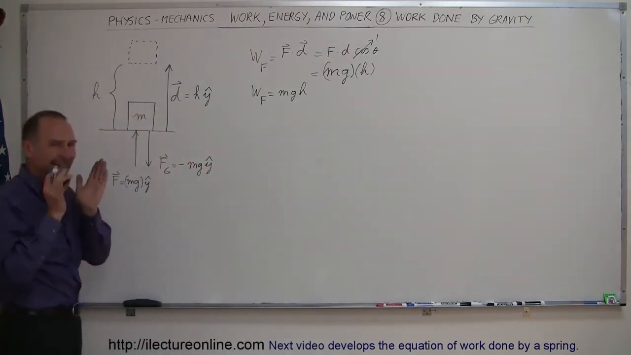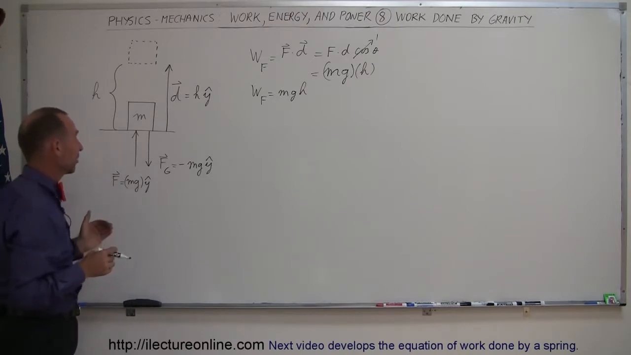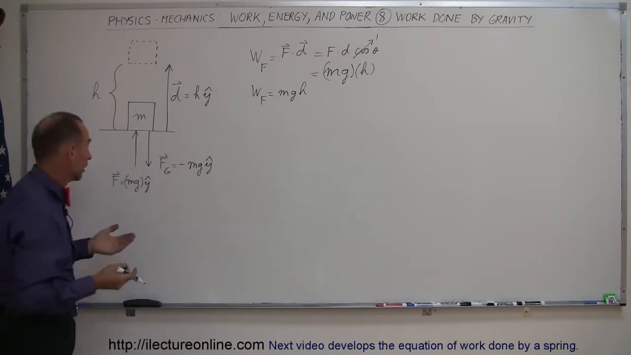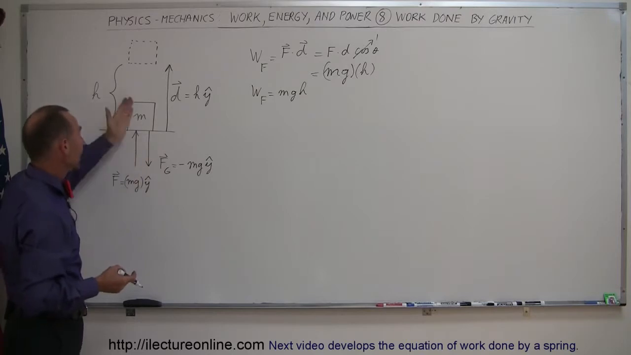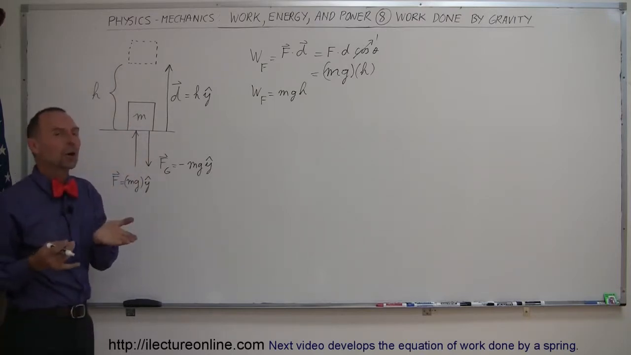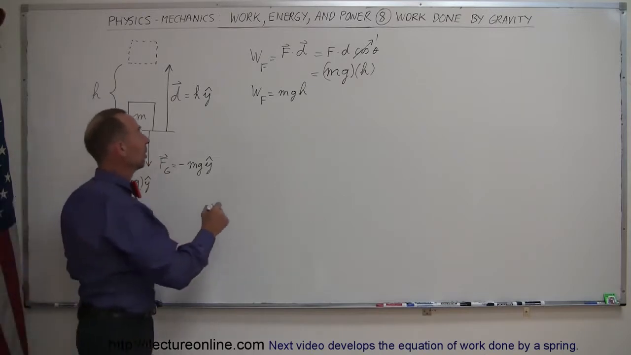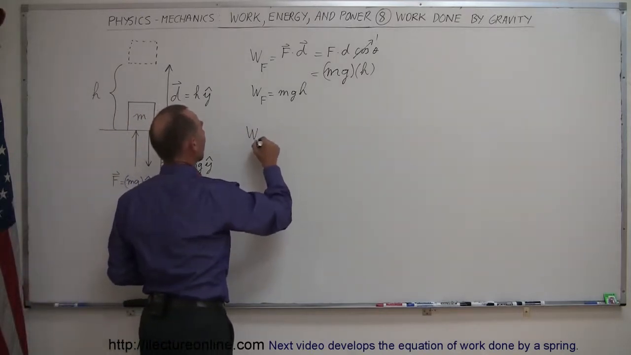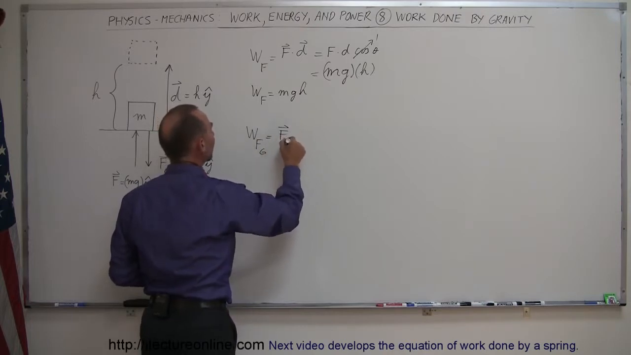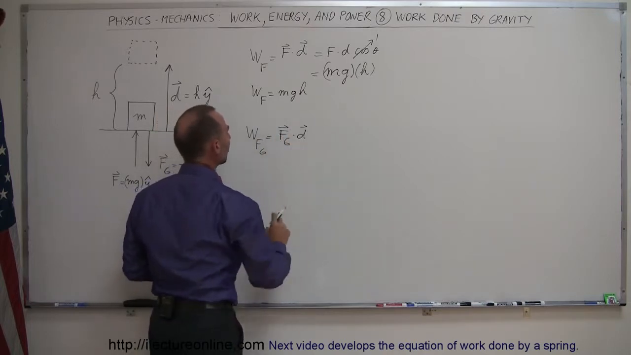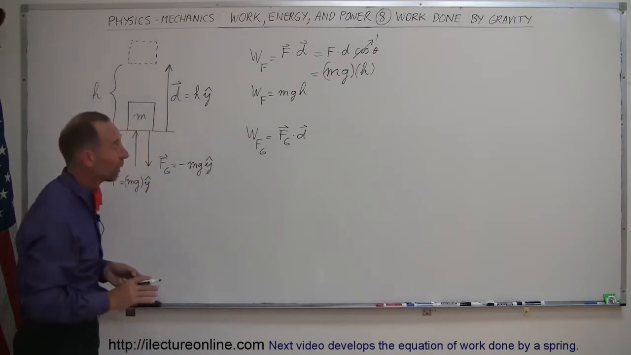So now you say, what is the work done by gravity? Well, here it kind of strains the brain a little bit because you say, well, gravity isn't doing any work. The gravity is pointing downward and the block is moving up, so how can gravity do work? But hang with me for just a moment. Let's just use the same basic equation. So now we're going to calculate the work done by the force of gravity, which is equal to the force of gravity dot the displacement.